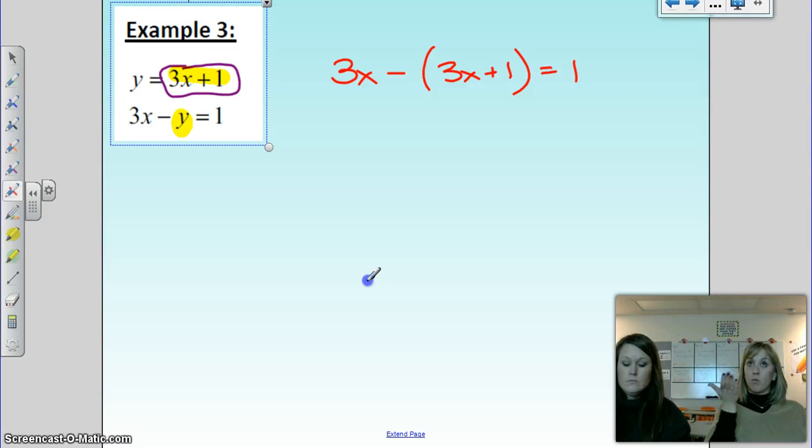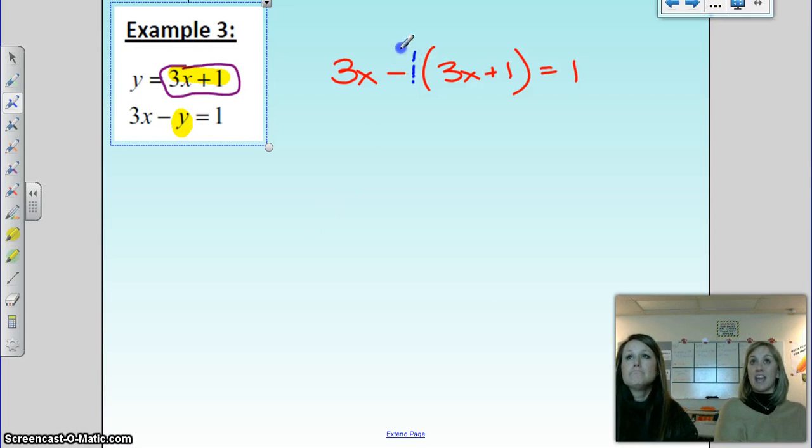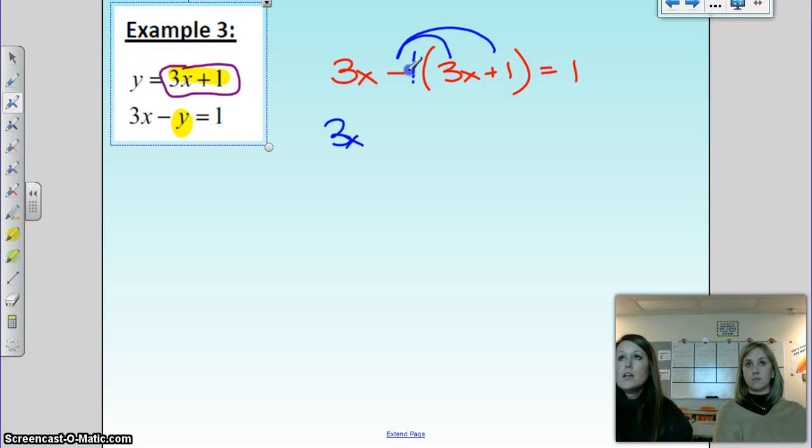Now on this one, what do we distribute? Well, I would say I would distribute the negative sign, but it's really a negative 1 that's there. So you could put in a hidden 1, and then distribute that negative 1 in there. So I have 3x, nothing happened there. Negative 1 times 3x is negative 3x. Negative 1 times 1 is negative 1 equals 1. Got it. Are we good?